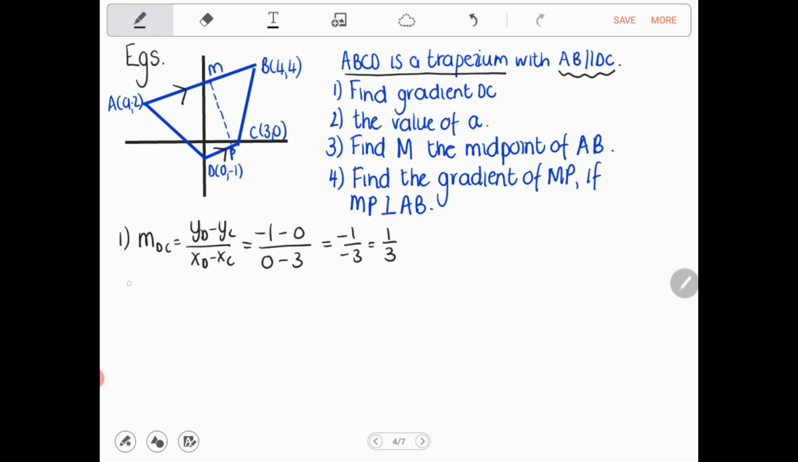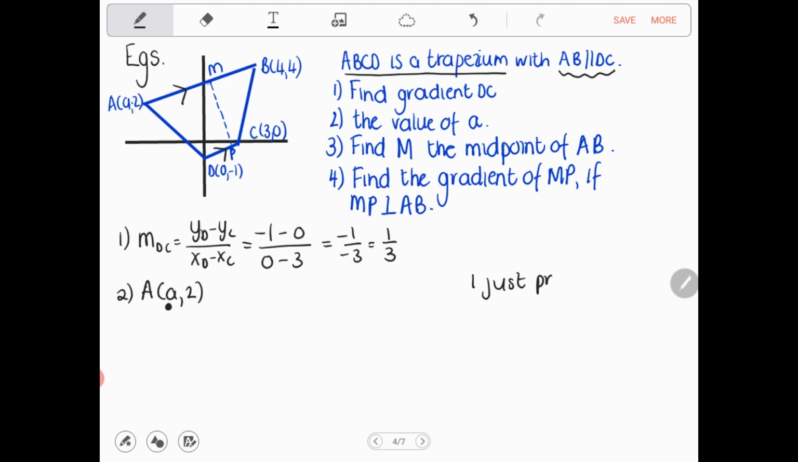Okay, then number 2. Find the value of a. So a, little a, that's what they're looking for. That's what I'm looking for. Okay, so what happens with these kinds of questions is it's generally a build on from the previous question. So what did I just prove?